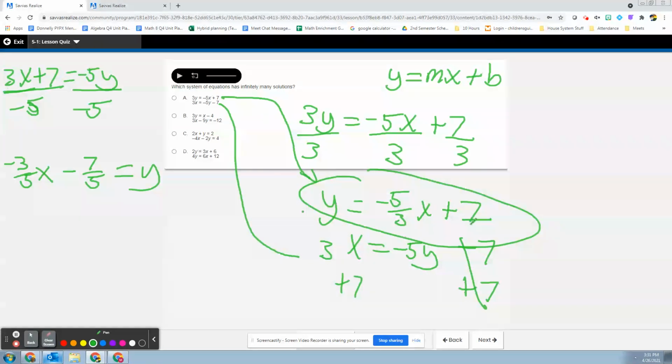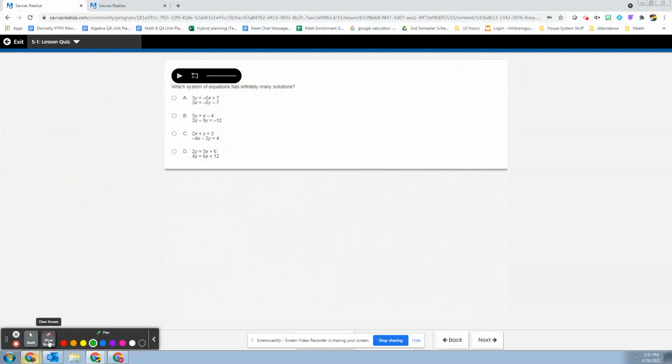This should be minus 7/3 on the first one. This is not the same. So they're not exactly the same, so it's not infinitely many solutions. You do the same thing for all of these examples to calculate the solution. I am not going to go through and do that for all of these. This is just kind of a sample.